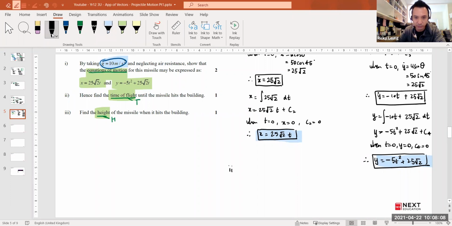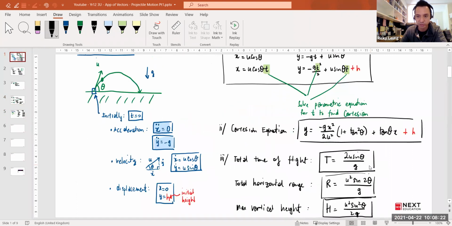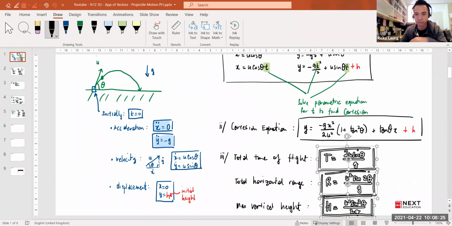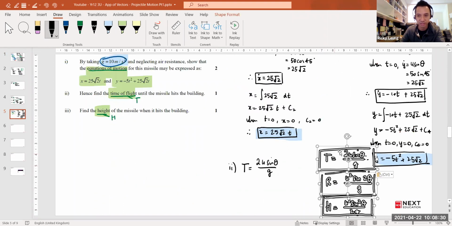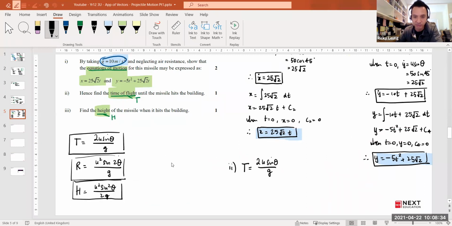So for part 2, if you want to do total time of flight from scratch, you can, or it's 2u sine theta on g. Now I always remember these wrong, so I'm just going to quickly check. 2u sine theta on g. You know what? Let's be sneaky. I'm going to copy these and paste them in as formulae. Beautiful. So in this case, it's going to be 2 times 50 times sine 45 all over gravity.